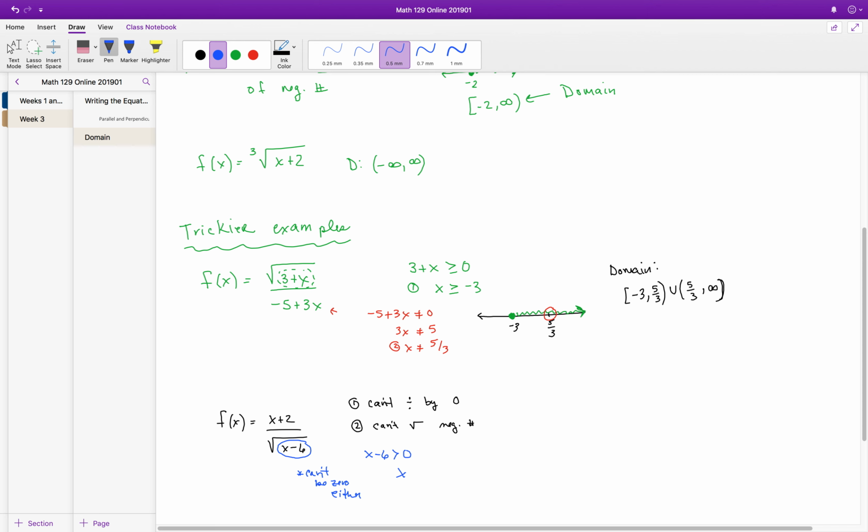So that means x has to be strictly greater than 6. And that's it. That's the only condition. x has to be strictly greater than 6. x can't be 6 because then I'd have a 0 in the denominator. And x can't be smaller than 6 because then I'd be taking the square root of a negative number. So my domain is just from 6 to infinity, excluding 6.